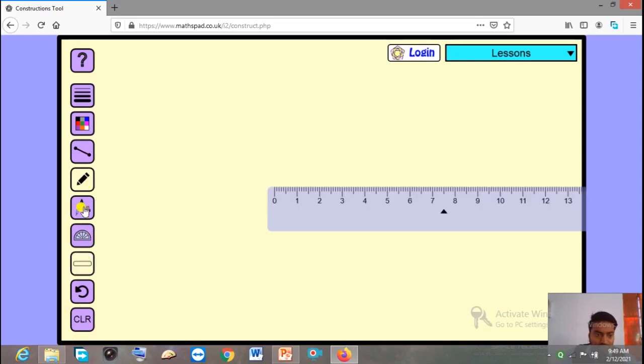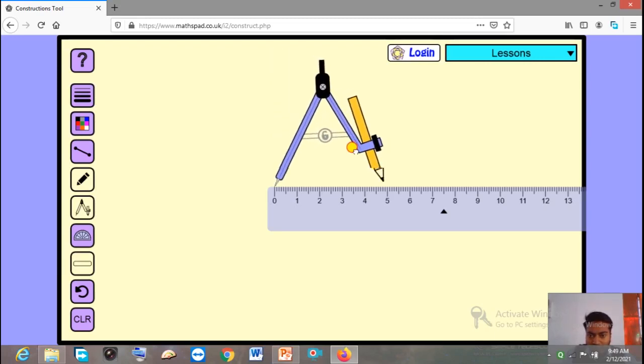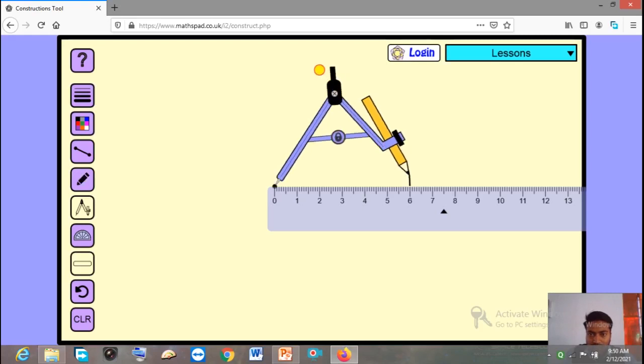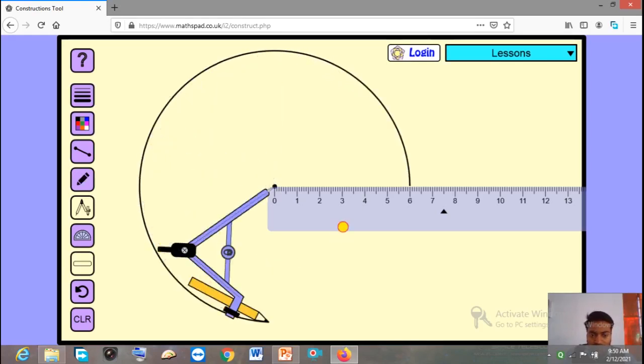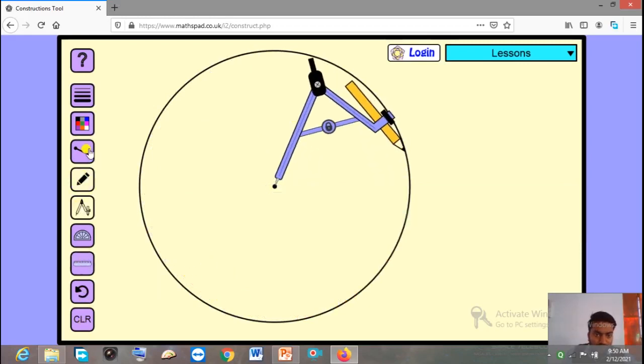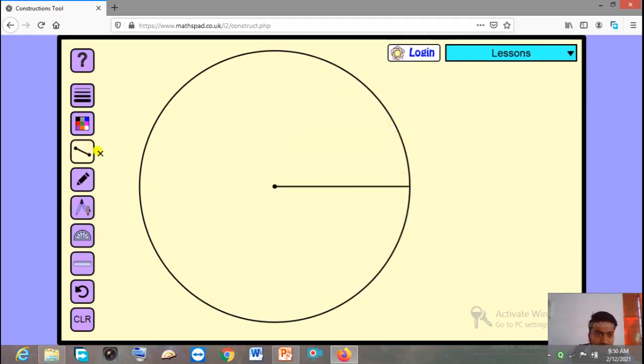First take the scale, then the compass, then fix the metal arm, then stretch the pencil arm as desired. I am now taking 6 centimeter. Then move the compass around. Understood? The radius is 6 centimeter. So this is how we can draw the circle.